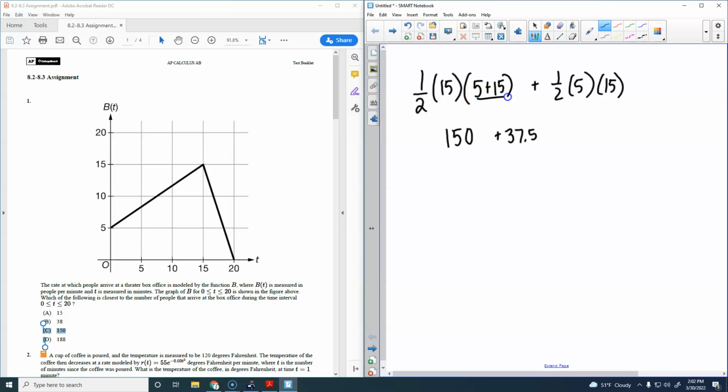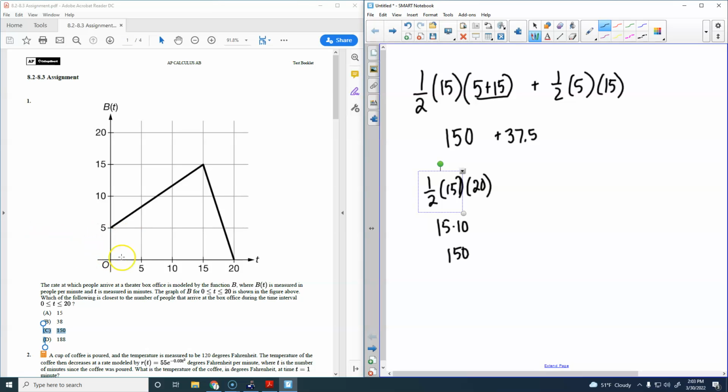The 5 plus 15 will give you 20. Half of 20 would give you 10. So you'd have 1/2 times 15 times 20. So I did the half of 20 first. So you got 15 times 10, and then that'll be 150 for that first part. And then you would also need this triangle over here, which is the 37.5. Does that make sense?